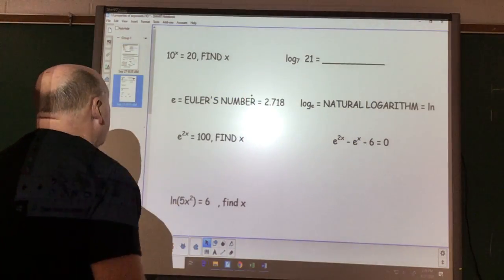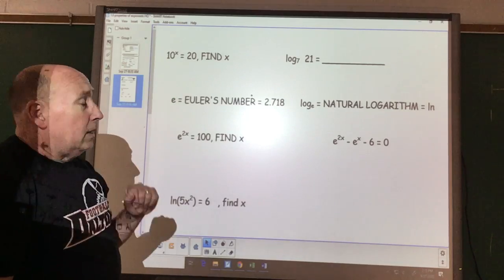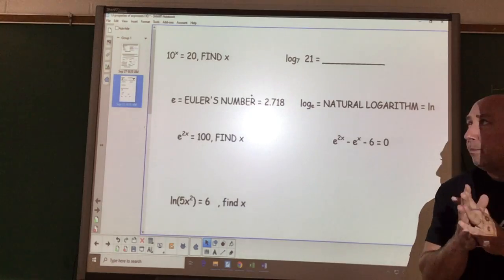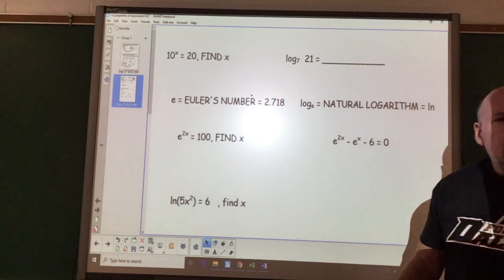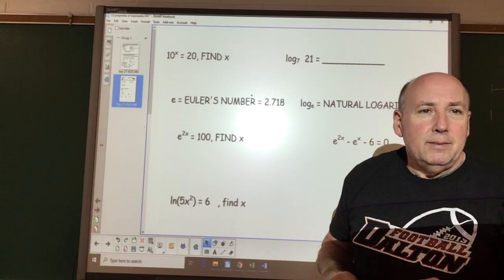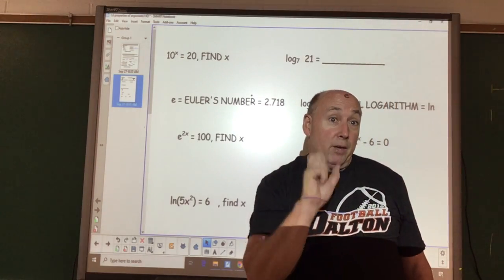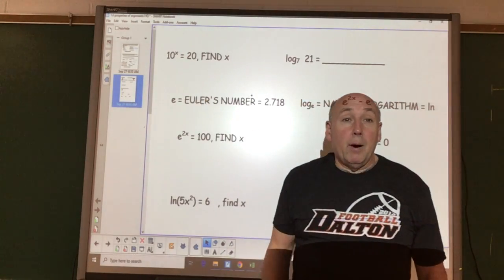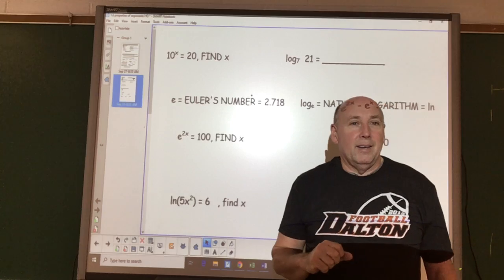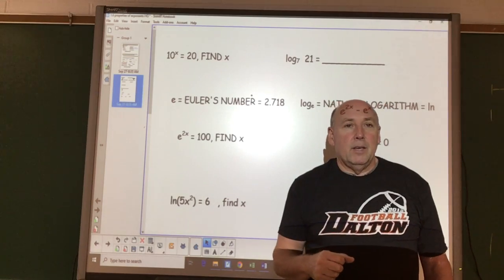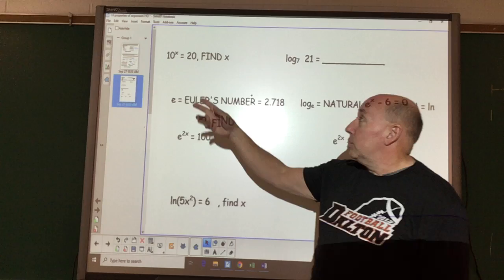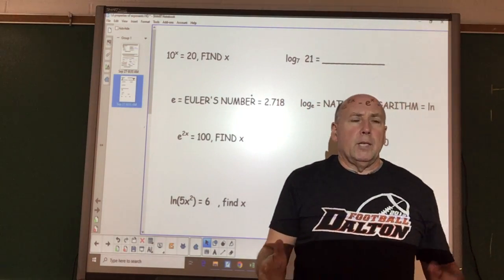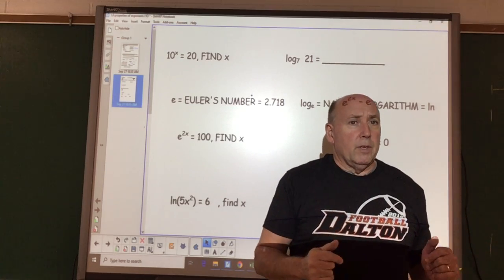Going to the back, if I have 10 to the x is equal to 20, and I want to solve that problem. If this is an ACT question, option A would be a value of 2, because people are going to say 10 to the 2nd power will equal 20. Okay, which is incorrect. But we want to find a value here so we can solve this. What exponent do I need to take 10 to get 20? Well, that's where we're going to utilize properties to be able to solve this.